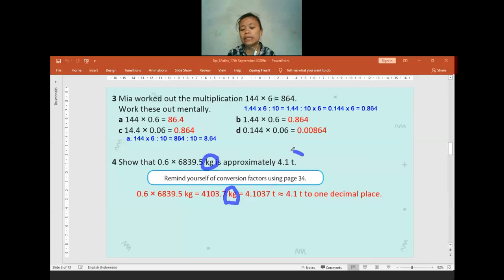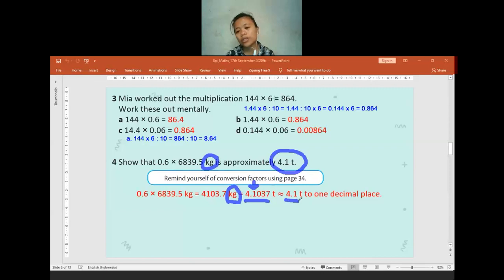Because it says approximately 4.1 ton, we have to change the unit into ton. From kg into ton, we need to divide by 1,000. So we divide it by 1,000, and it equals 4.103 ton. Now for the 4.1 ton, the number is given in 1 decimal place, so we need to round off this number correct to 1 decimal place. The first decimal digit is 1, and next to 1 is 0, so the 1 will stay as it is.